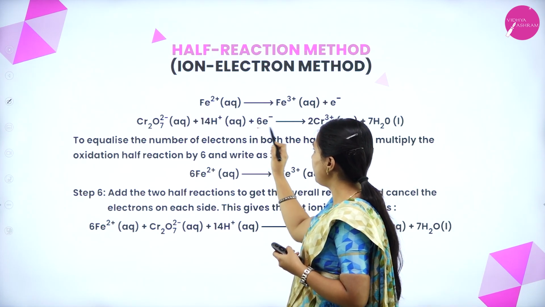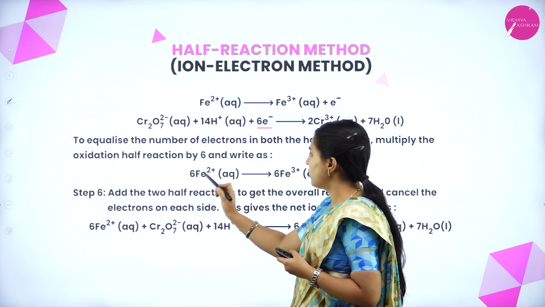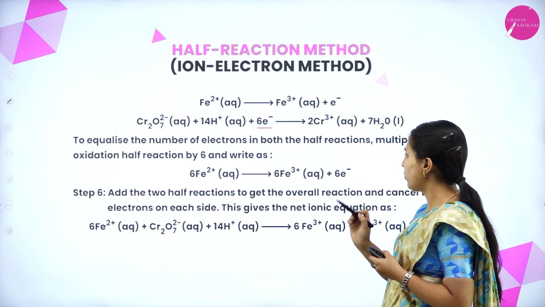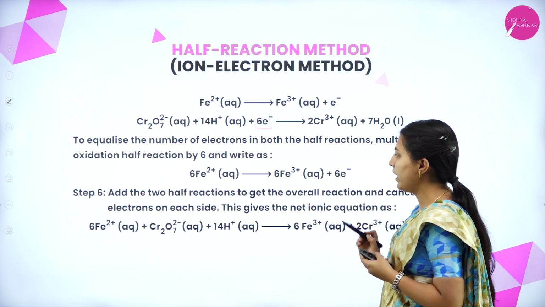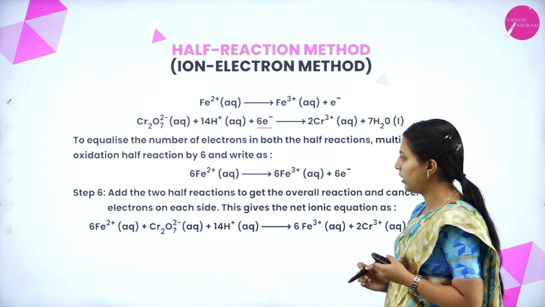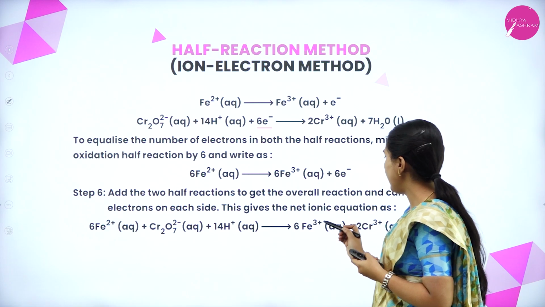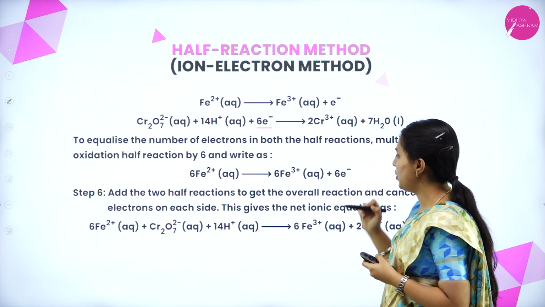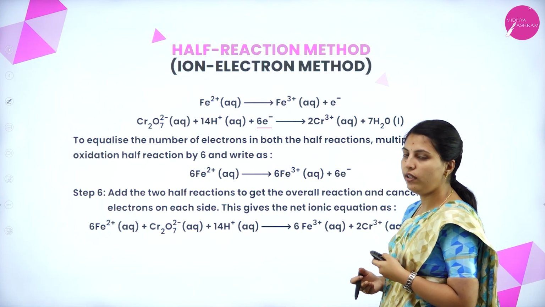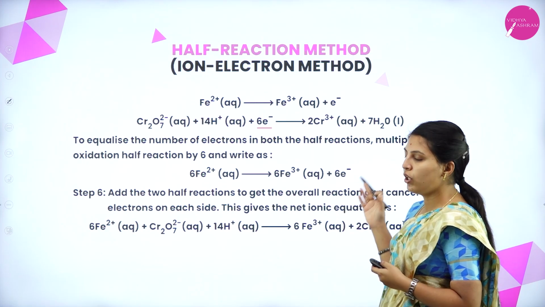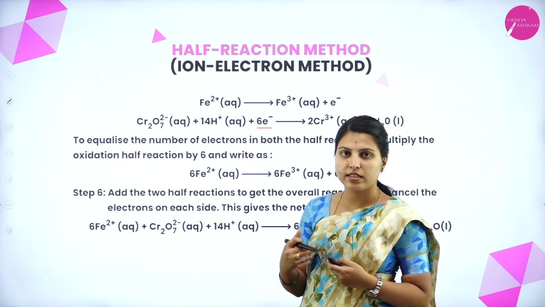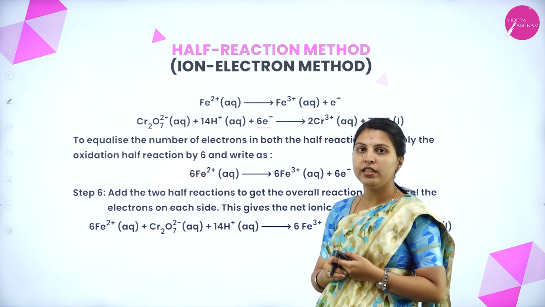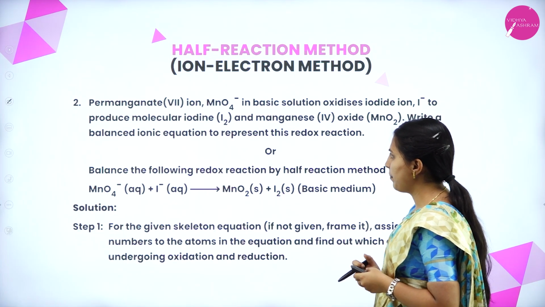To equalize the number of electrons in both half reactions, multiply the oxidation half reaction by 6. Okay, you have to multiply this by 6. So 6 Fe2+ to 6 Fe3+, with 6 electrons. Add the two half reactions to get the overall reaction and cancel the electrons on each side. This gives the net ionic equation. Now 6 Fe2+ and 6 Fe3+, whatever ions are present overall, will cancel each other. It will form the net overall reaction. Okay, this is how, using these 6 steps, you have to balance a redox reaction using the half reaction method. Next, we will take another example.